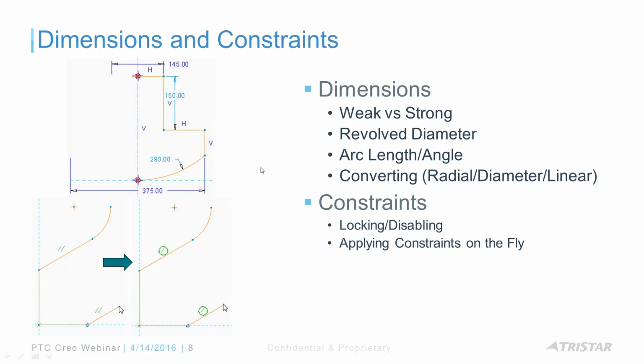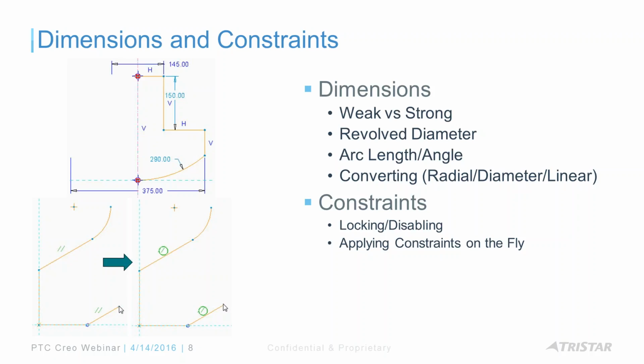Also, dimensioning arcs. You have the option of dimensioning the length of the arc, or you have the option of dimensioning the angle. And pretty much the clicks that you do are going to determine what type of dimension you get. And then, once the dimension is created, you can always convert it between the length and the angle for the arcs. Also, for radial diameter dimensions and linear dimensions, you do have the ability of selecting a dimension, right-clicking on it, and converting it into the other options that you have.